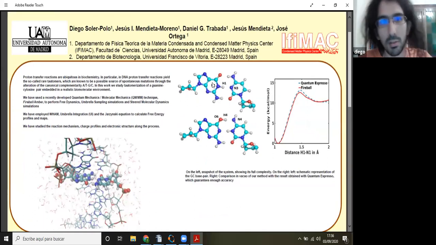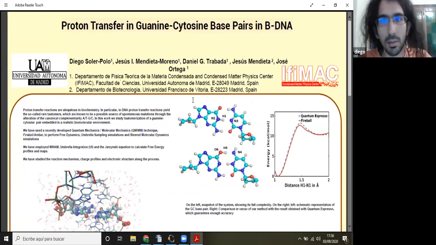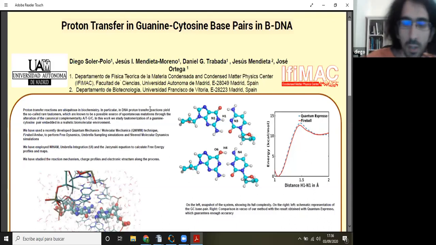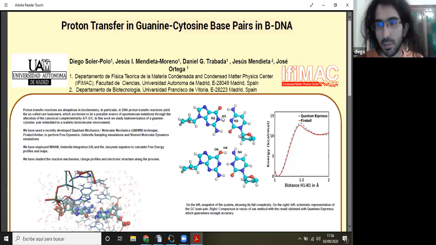We are here in the Universidad Autónoma de Madrid, and in this work we have studied proton transfer reaction in DNA in guanine cytosine base pairs. Basically, this is a problem which has been studied in detail in vacuum, that's in gas phase, right? And this here is the summary of the result.